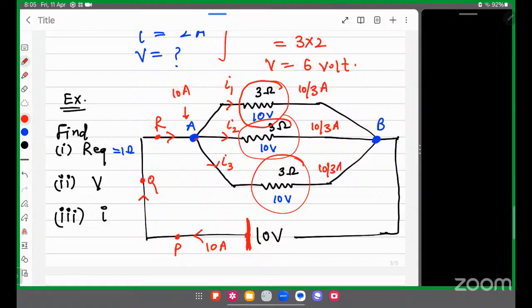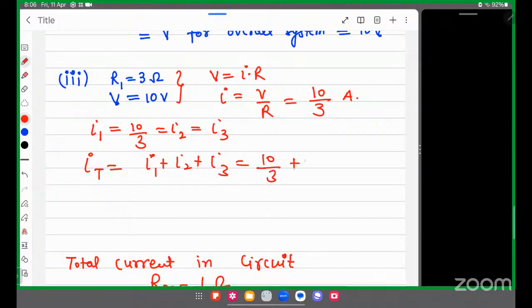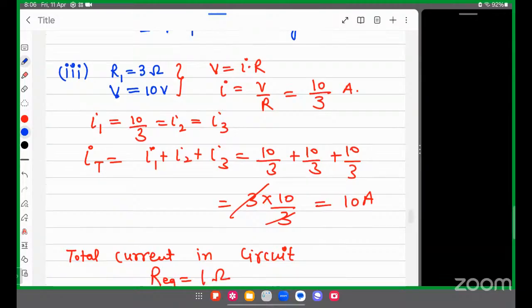10 by 3 ampere. So you can also say that current in resistor R1 will be 10 by 3, and this will be for R2 and this will be for R3. Total current is also given by I1 plus I2 plus I3, which will again give us the same value. That will be 3 times 10 by 3. The 3 factor will cancel out, and we will have again 10 ampere. So there are different ways to calculate current and potential in a circuit. It will all depend on the question.